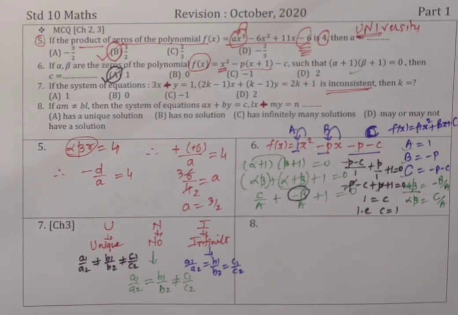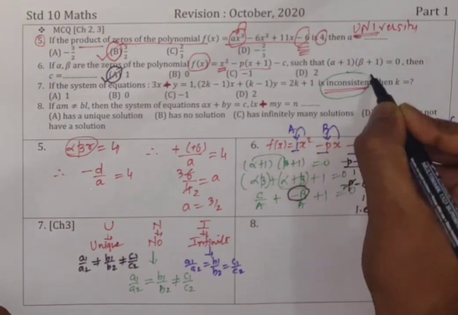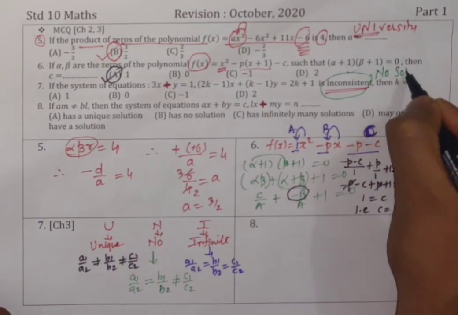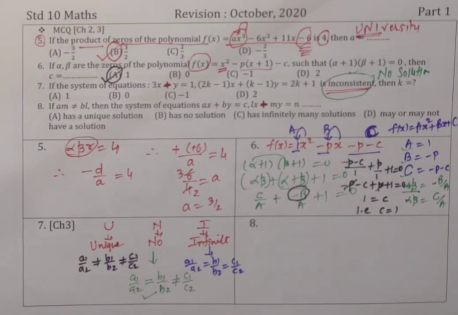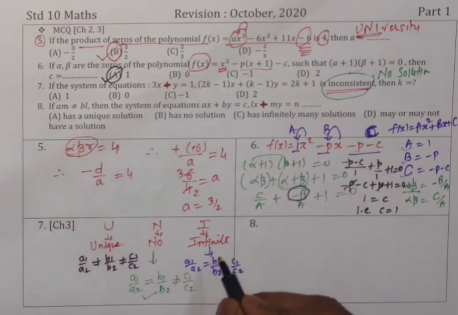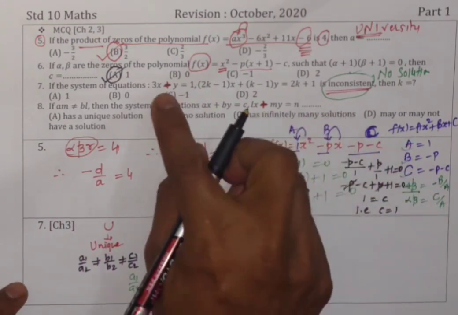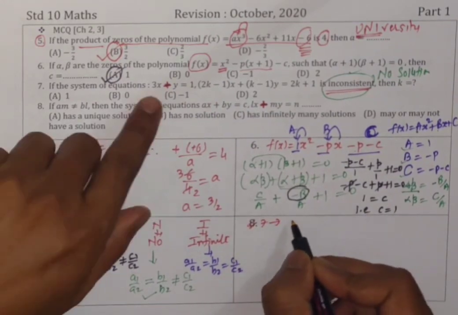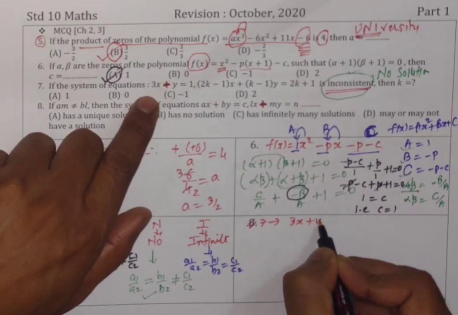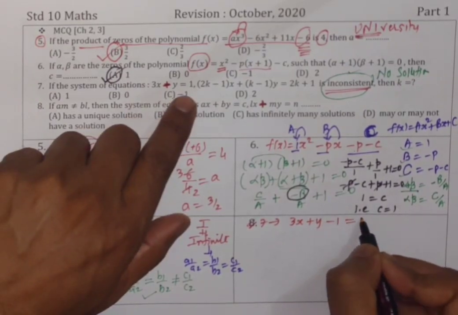Now, inconsistent means no solution. Inconsistent means no solution. So no solution means this is the third condition we have to apply. Alright? I'm going to write here. Now see this equation. I'll write this. 3x plus y minus 1 equal to 0.